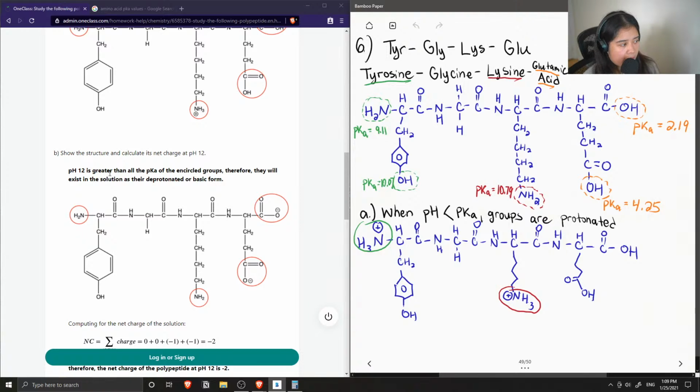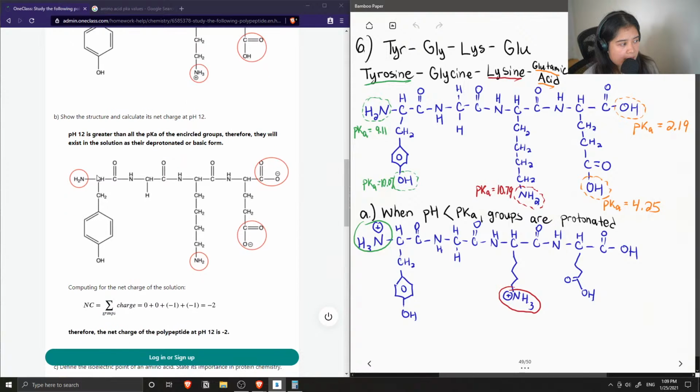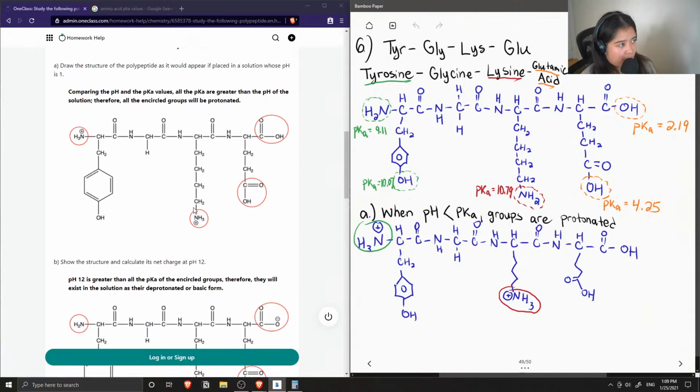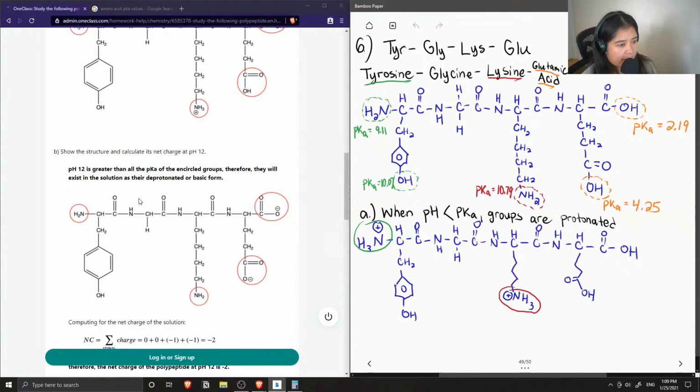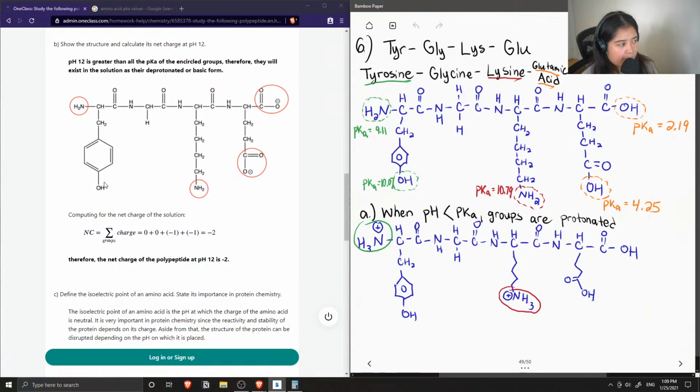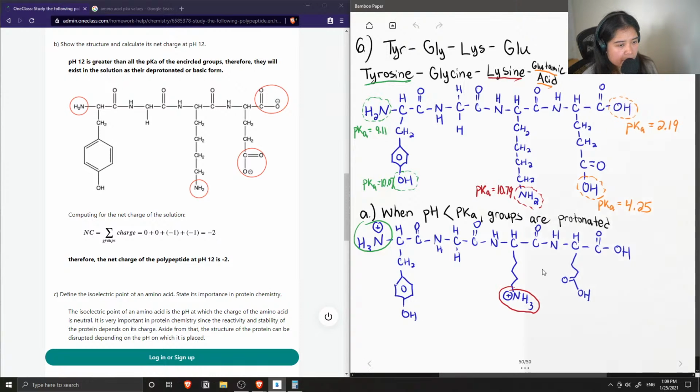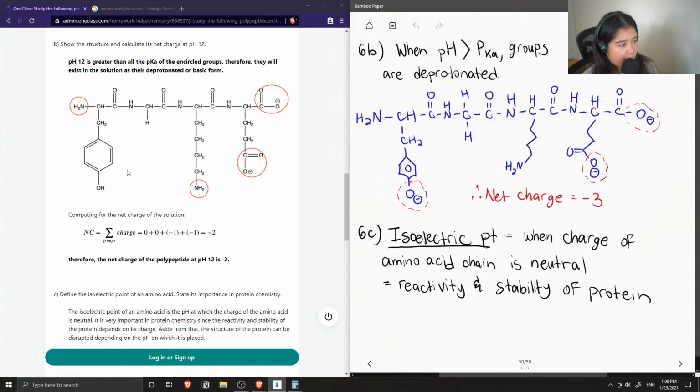So pH 12 is greater than all the pKa of the encircled groups, therefore they will exist in the solution as their deprotonated or basic form. So I think everything's correct except they just forgot to include the pKa of tyrosine's side group, which is around 10, so this would also be deprotonated like I have here. And they calculated the net charge equal to -2, but it should be -3. So I'm just going to write that at the end.